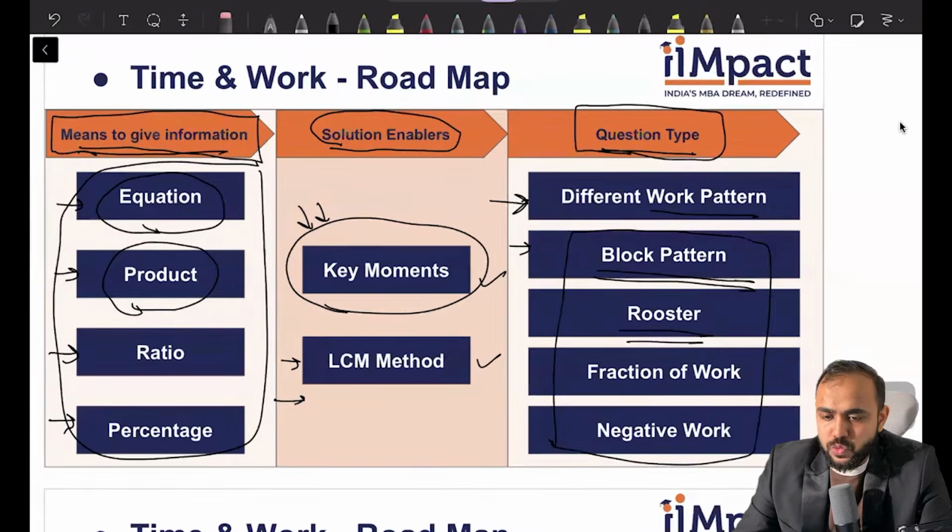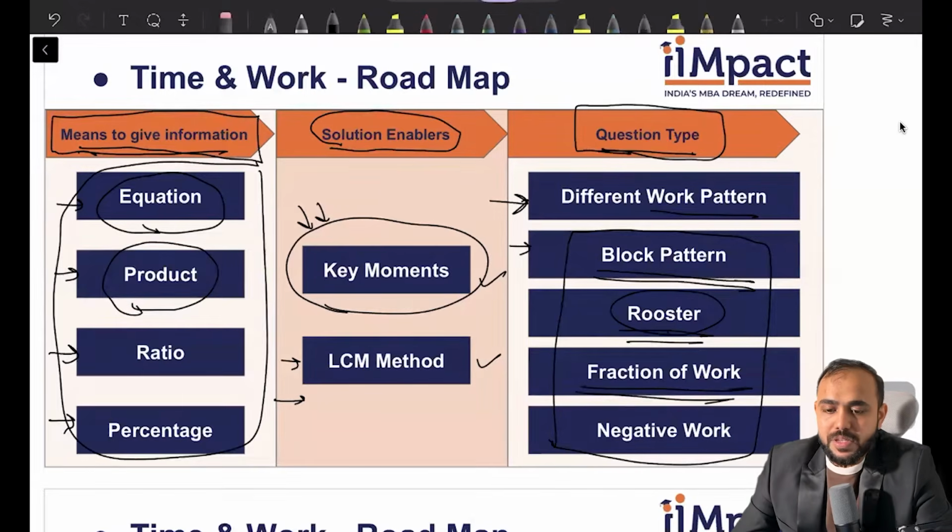Rooster refers to multiple people doing the same work, which are broadly categorized into certain groups. So man, woman, children, man and robot. This would refer to a rooster configuration.